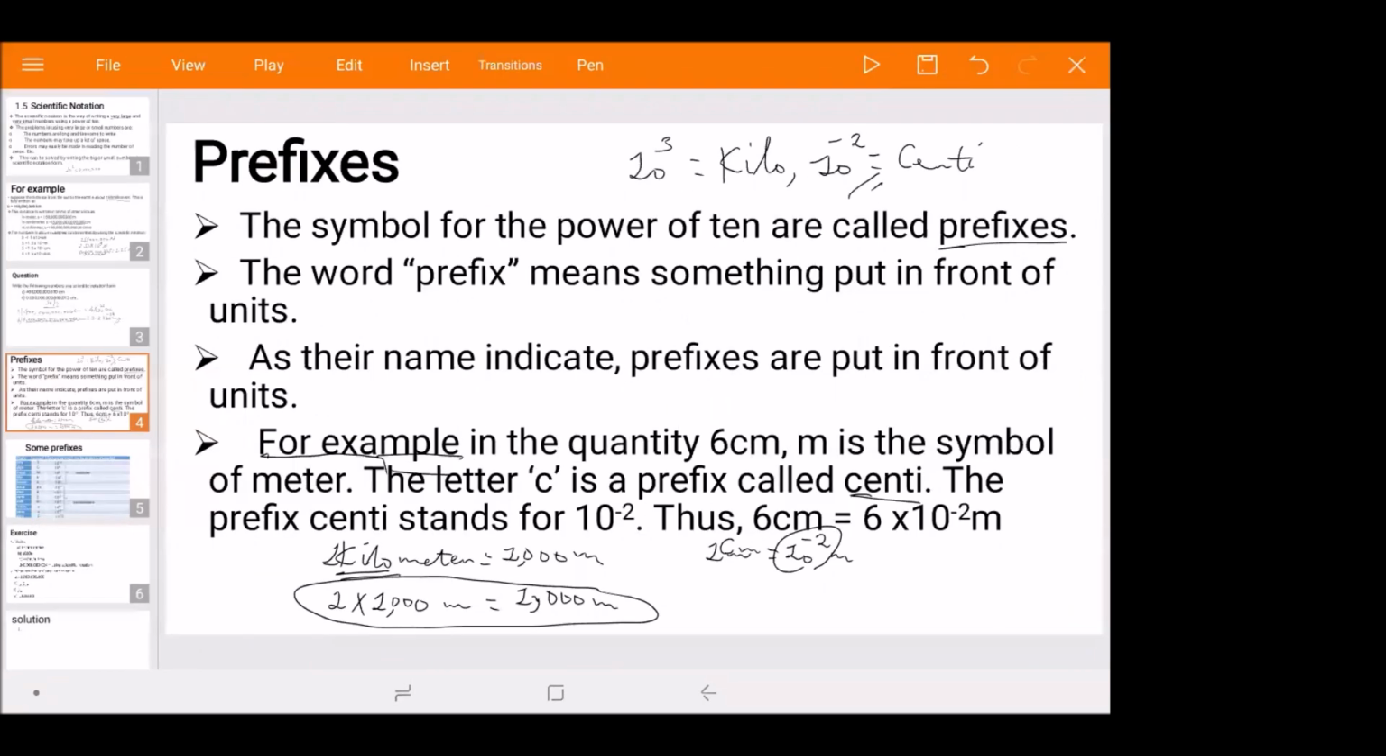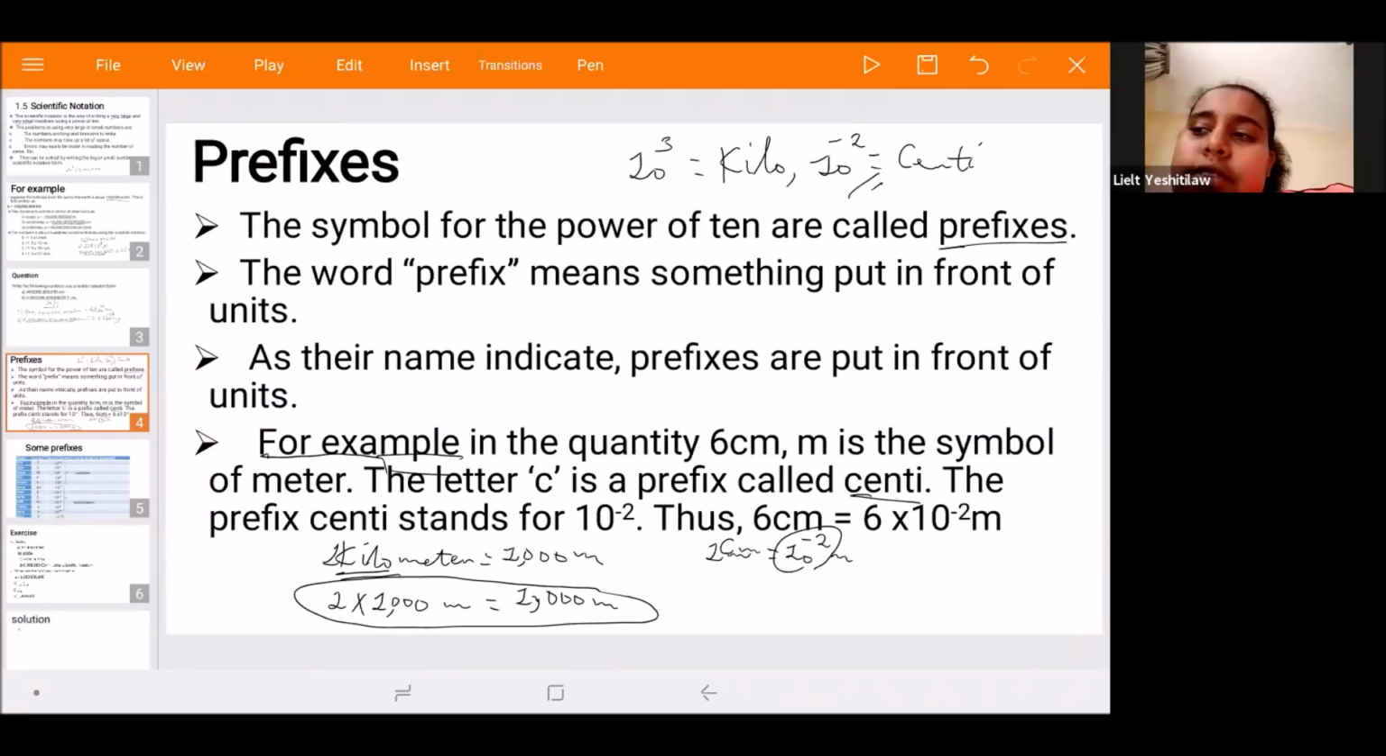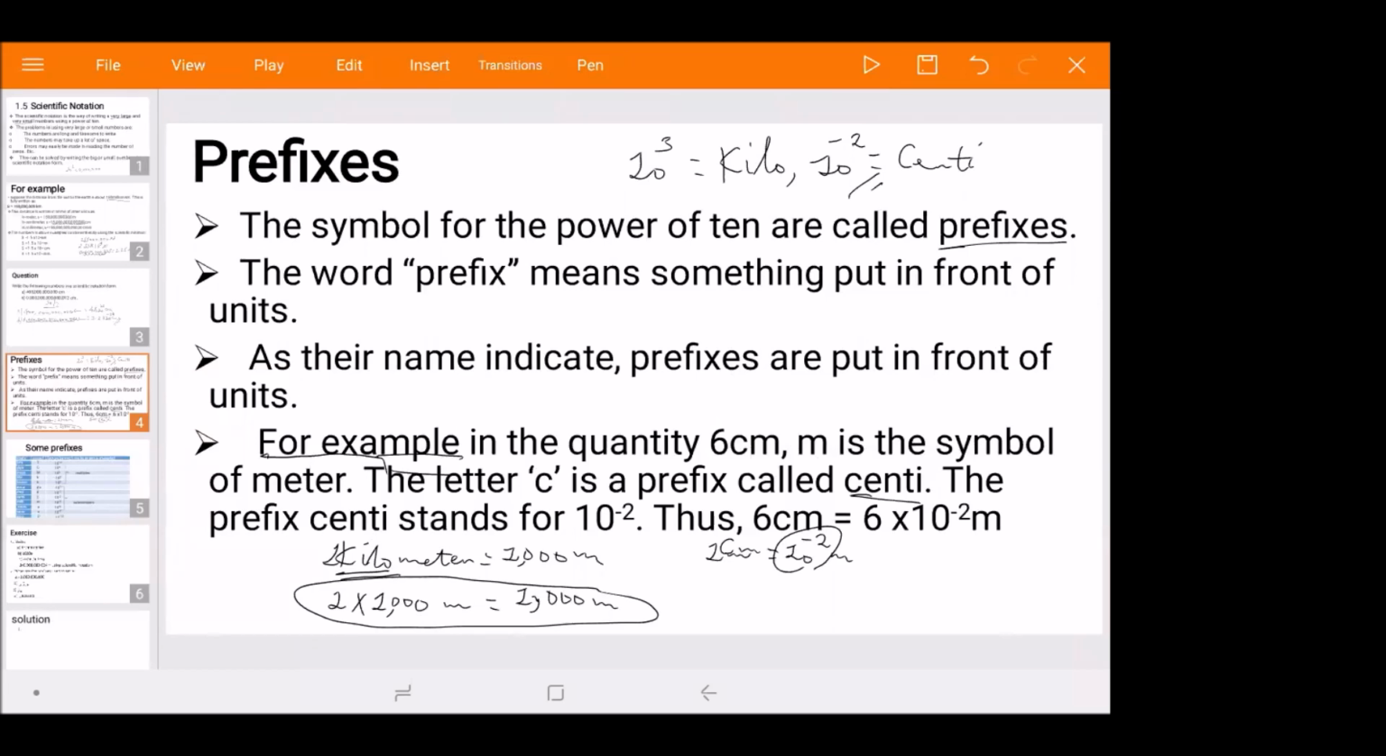So you can understand at this point, what is the definition of prefixes? What is their value? For example, kilo has its own value, or centi, milli, and so on. Have you seen?